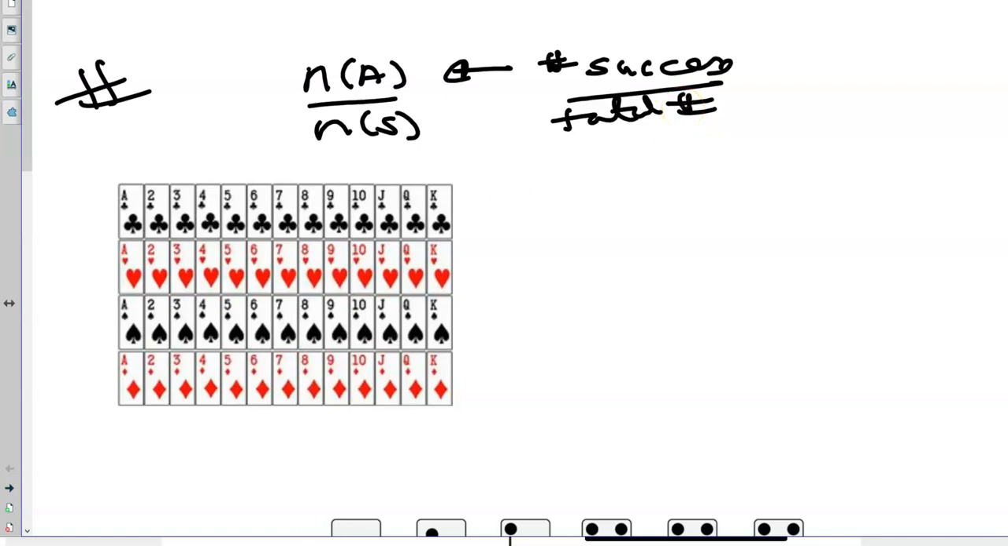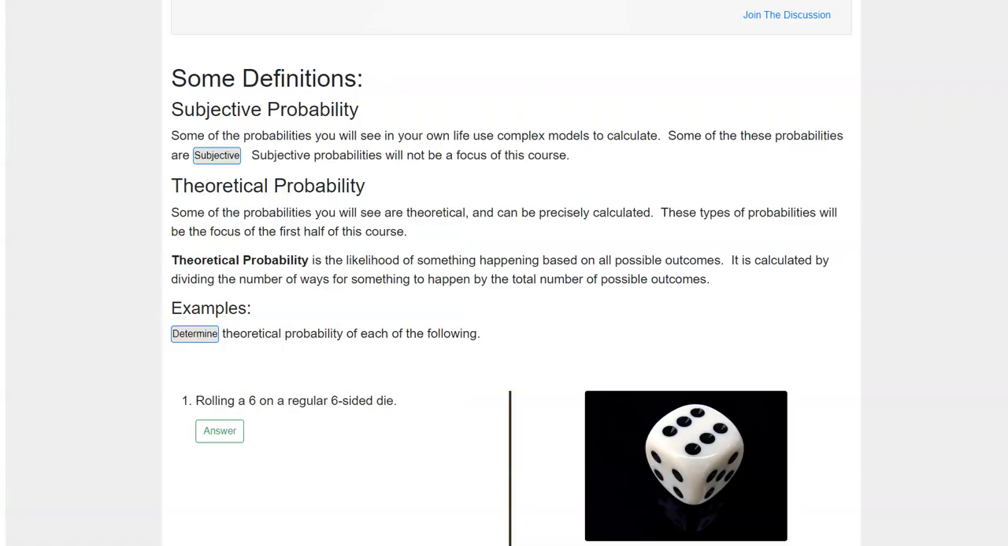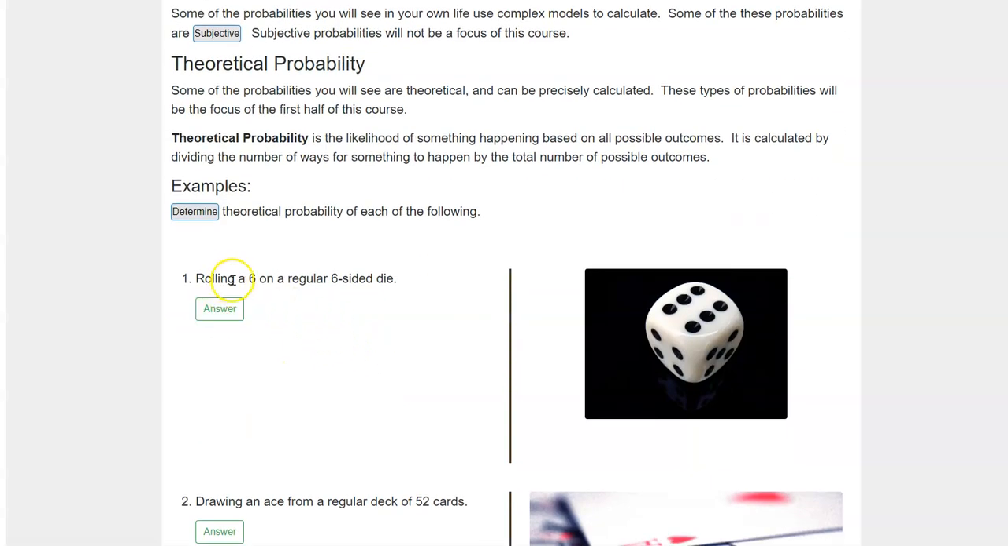So for example, let's go back to what we were just looking at. Give me a second here. For example, when we're talking about dice, if I want to roll a 6 on a regular six-sided die, the number of ways success happens is just 1. There's only one side of the die that is successful. So my numerator, or the top of my fraction, would be 1. And there are 6 total sides on the die. So I have 1 divided by 6. Okay, die singular, dice plural.